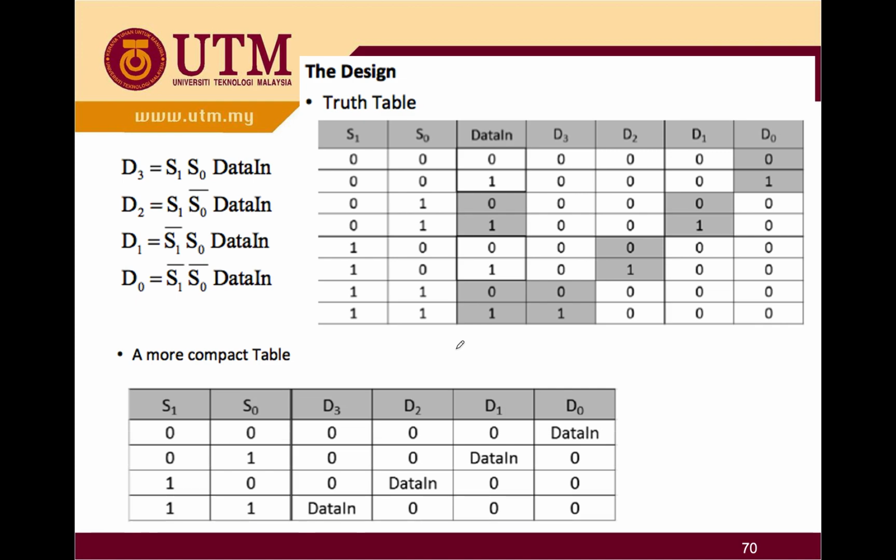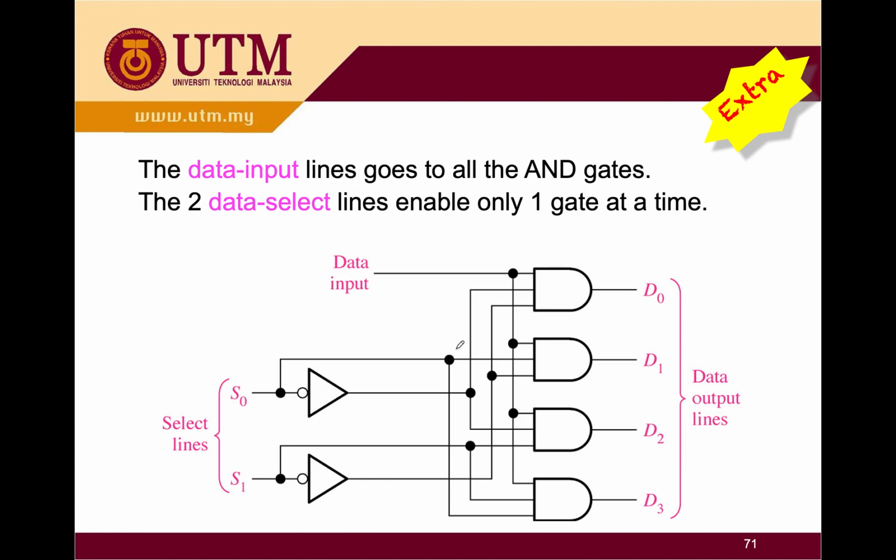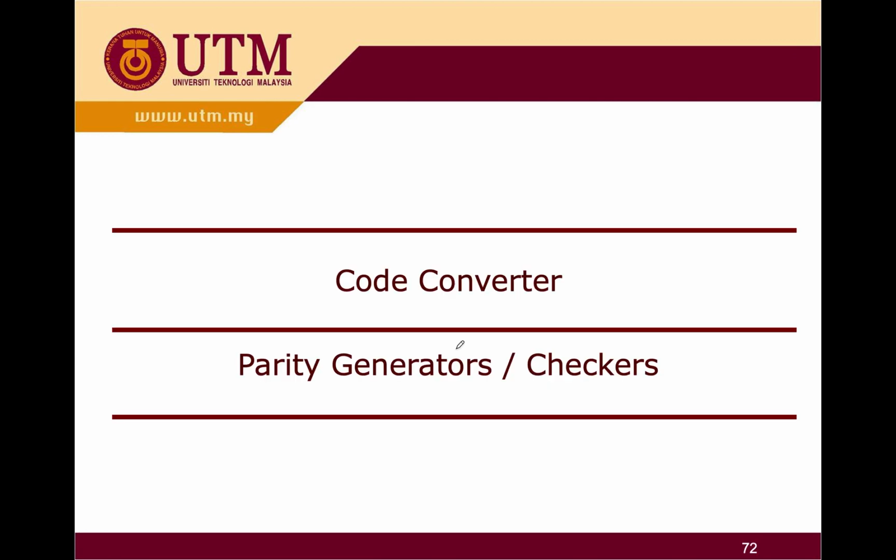So this is a truth table. The below part is the compact version. You can try to look at it and compare it with what is in your truth tables. This is the example where the data input line goes to all the AND gates. The two data select lines enable only one gate at a time. So please make sure you remember that.